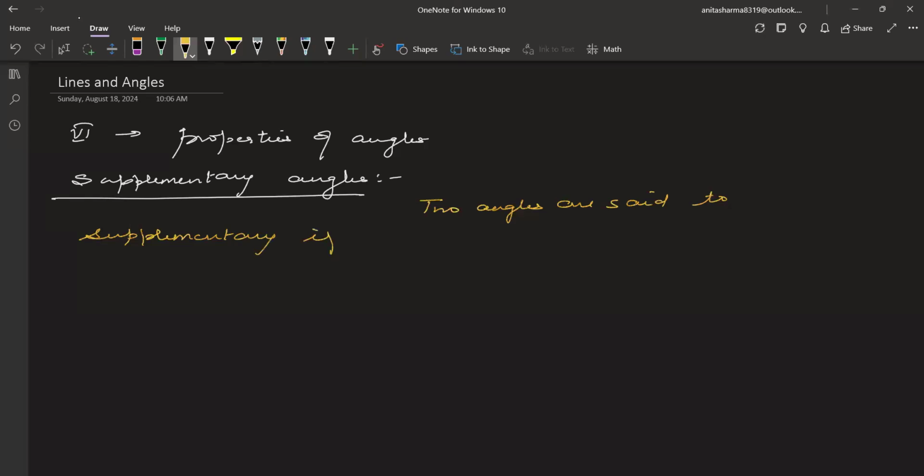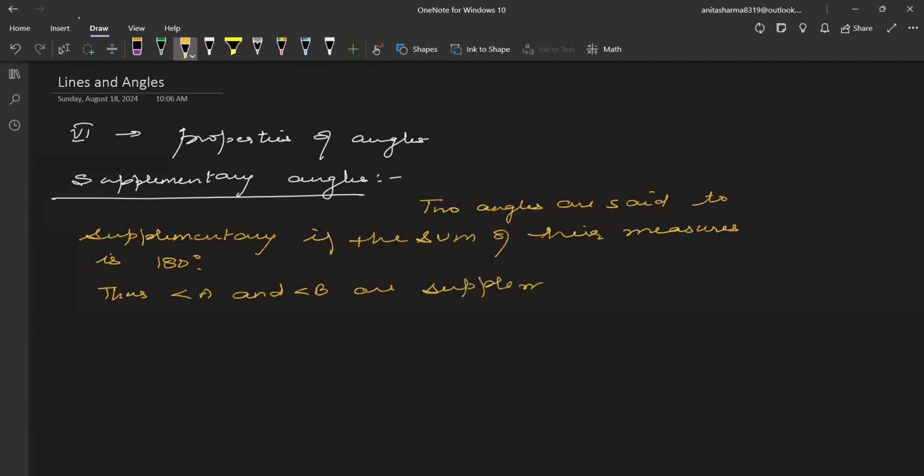if the sum of their measures is 180 degree. Clear, beta? So, thus, angle A and angle B are supplementary if angle A plus angle B is equal to 180 degree. Have all understood this?